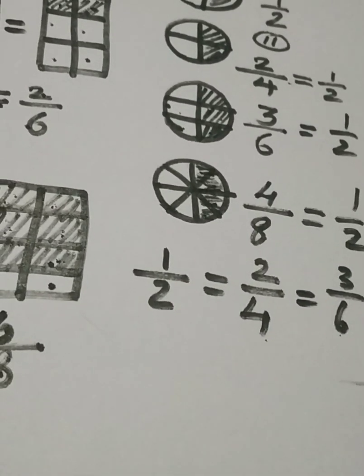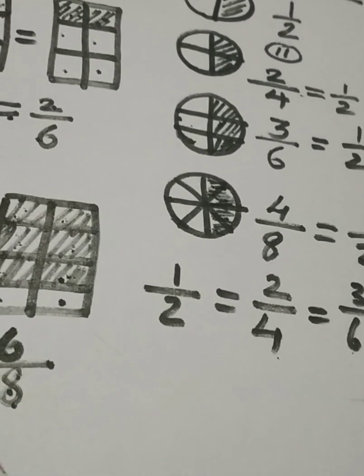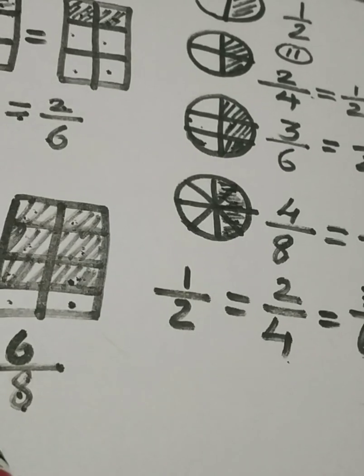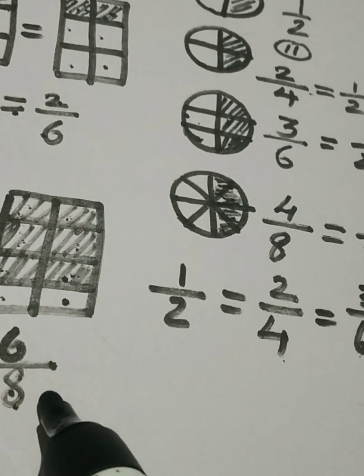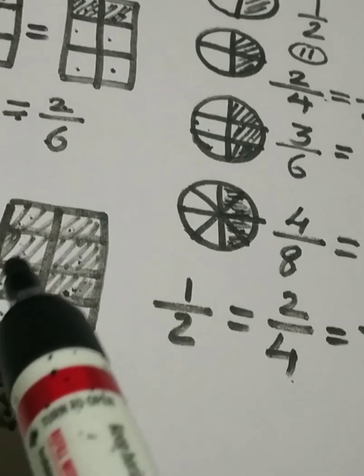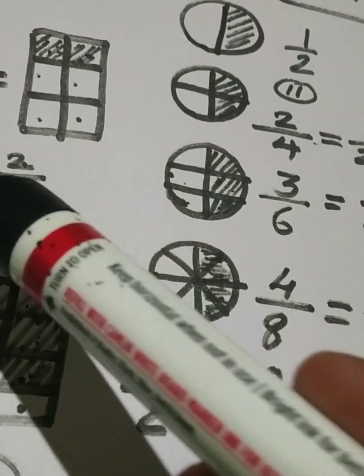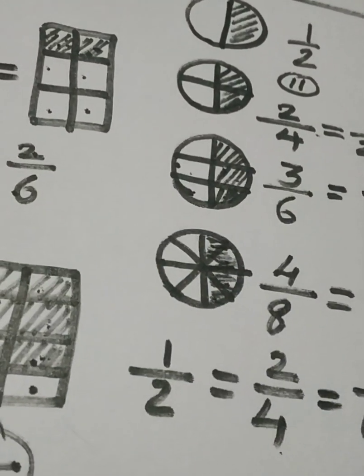Here 3 on 4 is equal to 6 on 8. The equivalent fraction of 3 on 4 is 6 on 8. Different numbers but the same value. So 1 on 3 is equal to 2 on 6. Different numbers but the same value.